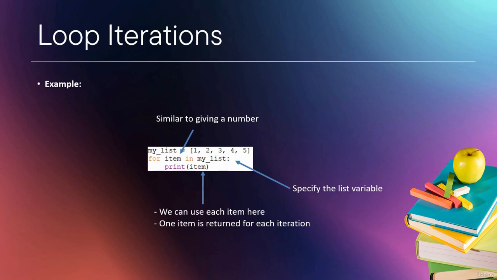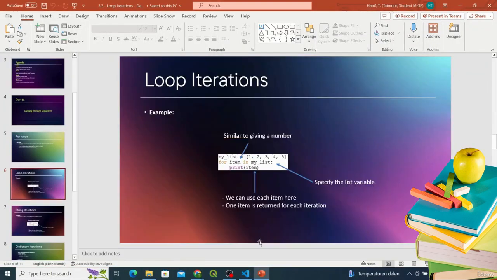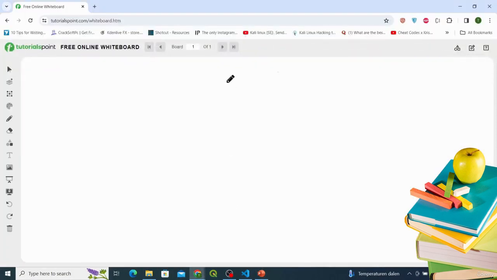As you can see, we specify the list variable, that is my list, and item, which is again a variable. It is similar to giving a number or any variable. We can say for i in my list, and when we say print item, it is accessing that particular item in the list. In the first iteration, the item is 1. In the second iteration, the item is 2, and so on. We can also have a look at that on the board for better understanding.